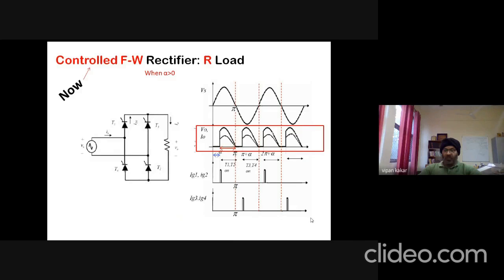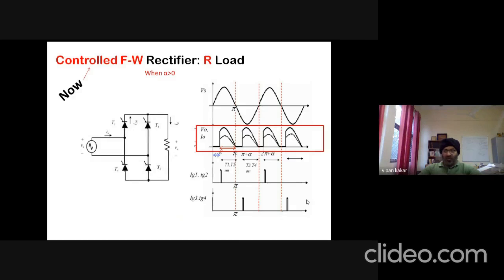So when alpha is above 0, the average value of the current is lower compared to the previous case when alpha was 0. If we keep on increasing the value of alpha, the average value of voltage and current will be lower. So just by adjusting or changing the value of alpha, we can change the output voltage and current.